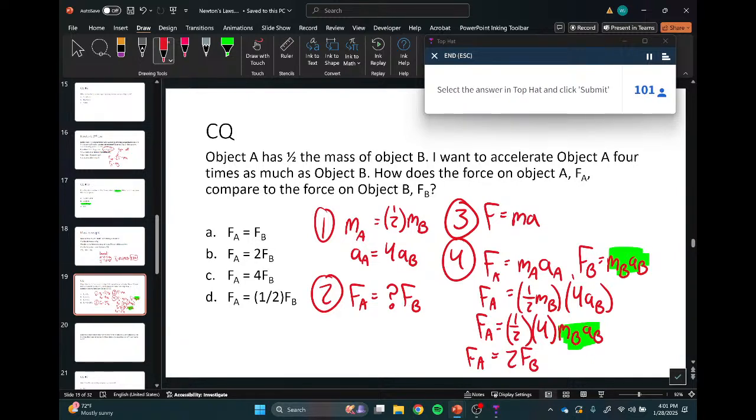So this shows us that if the mass is half, that should have made my force go down, but the acceleration was 4 times as much, so that made it go up, and they kind of cancel each other out. And my final result is that my force of A is 2 times my force of B. And that's how we do this.